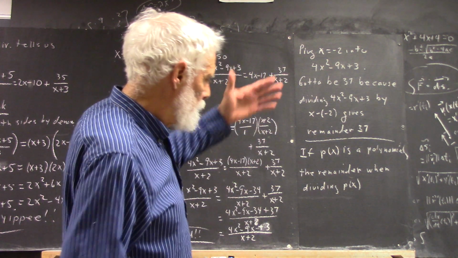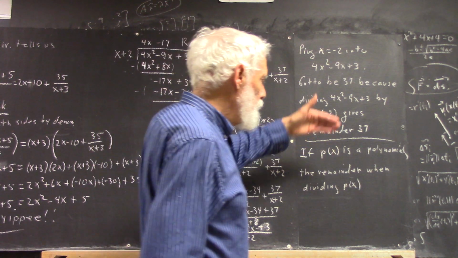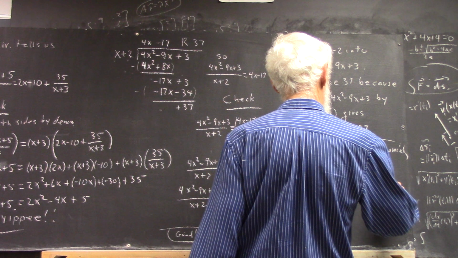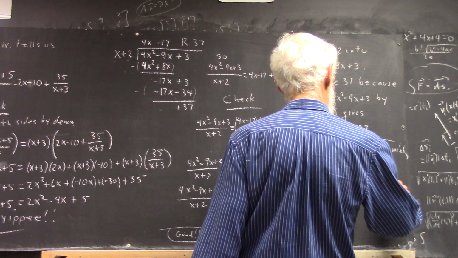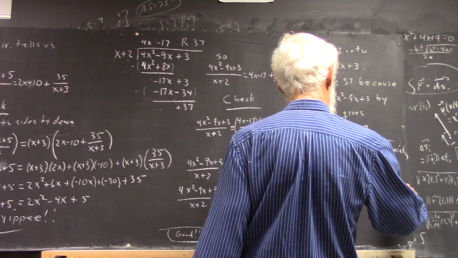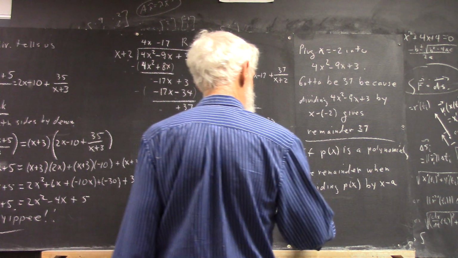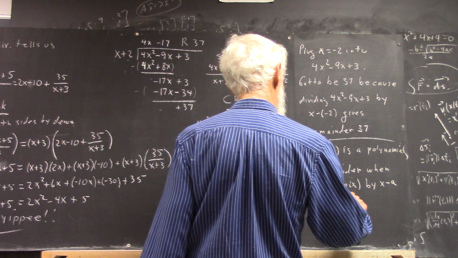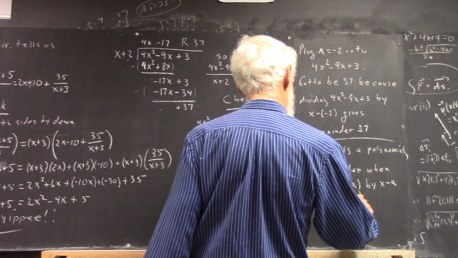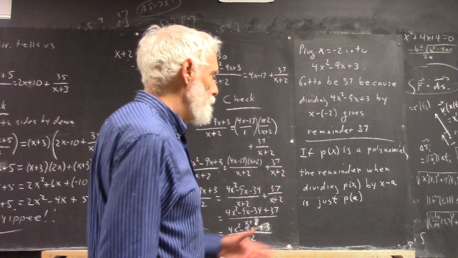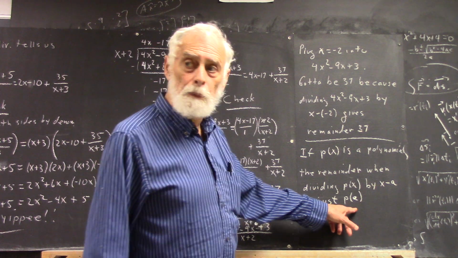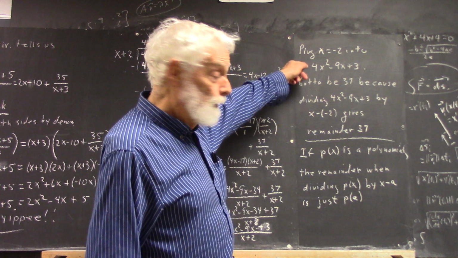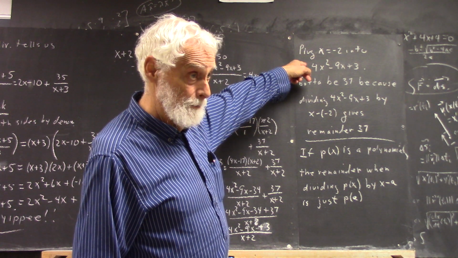So, if p of x is a polynomial, the remainder, when we divide p of x by x minus a, is just p of a. In other words, what we get when we plug a into the polynomial, which is exactly what we did up here.